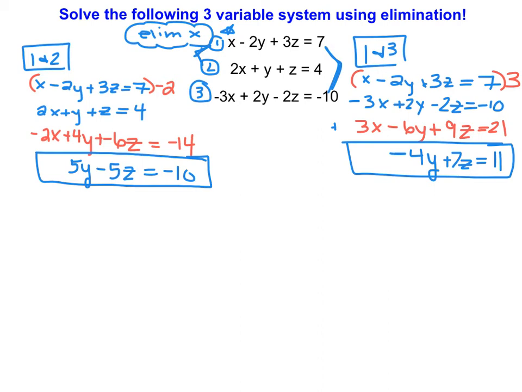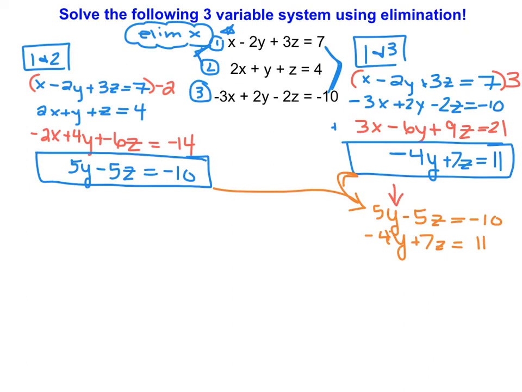So I now have a second equation that contains both y and z. So now we have two equations that contain two variables. So we're going to group these together and we're going to create a two-variable system out of them. So here we have 5y minus 5z is equal to negative 10 and negative 4y plus 7z is equal to 11. Now unfortunately this one isn't as easy as the last one. We are going to have to do some manipulating here in order to eliminate a variable. So I need to choose a variable to eliminate. I'm just going to pick y. You could pick z and that would be perfectly fine.